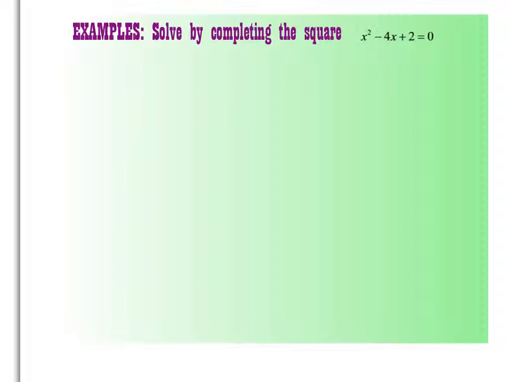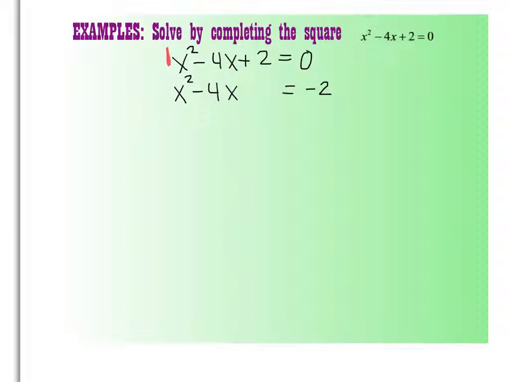Okay, so here's a quadratic equation, x squared minus 4x plus 2, and we're going to use the completing the square method to solve. So let me write it bigger, x squared minus 4x plus 2. The first step is we always want to make sure that the leading coefficient is 1. In this case, that step's already done for us. So I'm going to skip right to the second step, which is to move the constant over to the right-hand side of the equation. To do that for this problem, I'll subtract 2 from both sides.